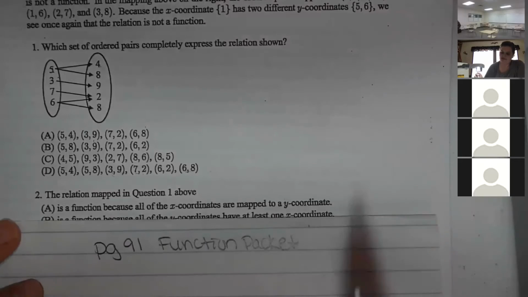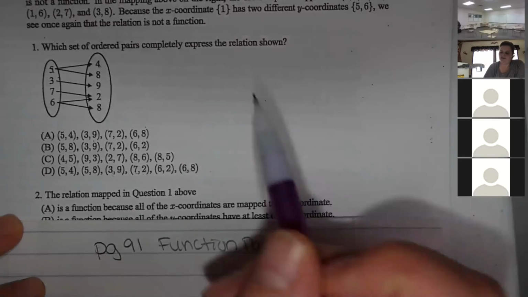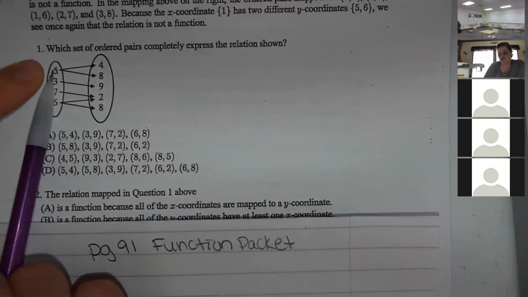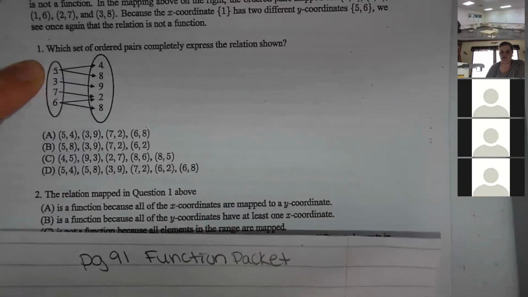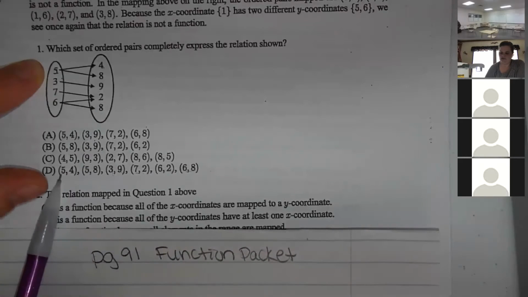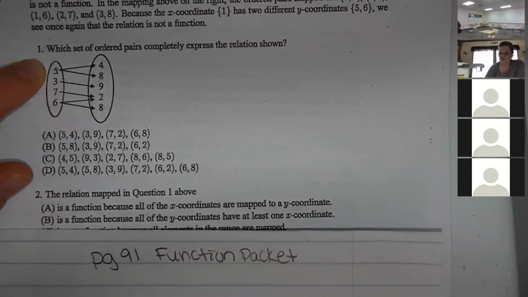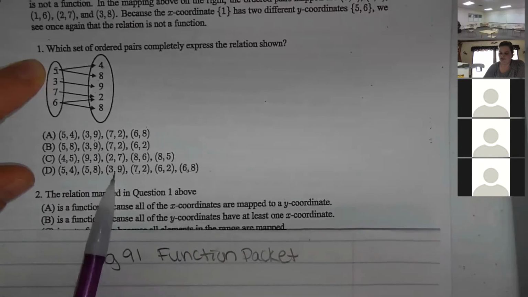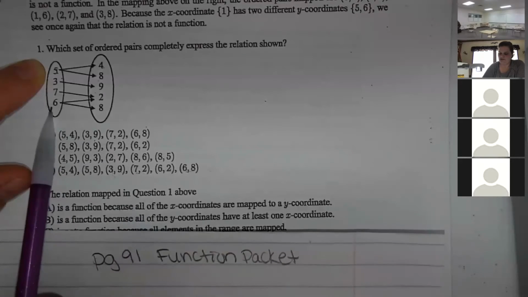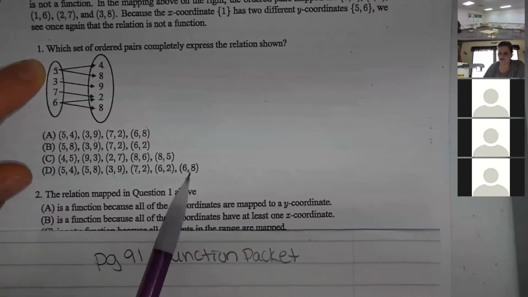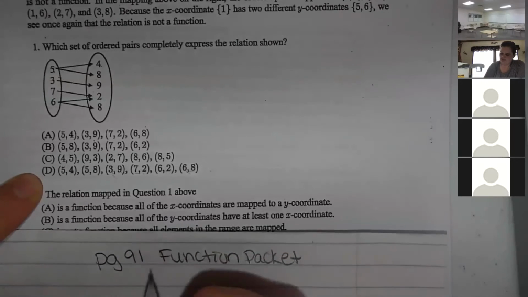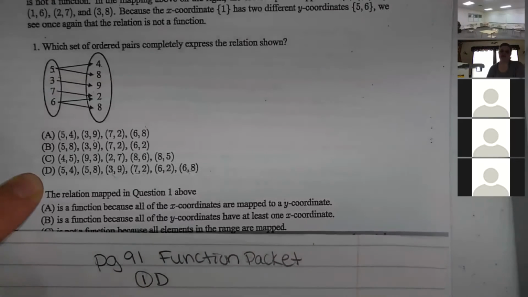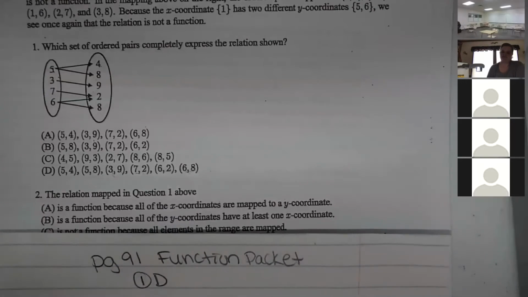Number 1 says, which set of ordered pairs completely expresses the relationship shown? Well, this is called a mapping. They went from 5 to 4, so I need 5 comma 4. Well, here's 5, 4. Then I went from 5 to 8, so I need 5 comma 8. Here's 5, 8. Then I went from 3 to 9, 7 to 2, 6 to 2, and 6 to 8. So which letter is it? It's D. You have to make sure that they have every single one of them mapped. So number 1 is D.